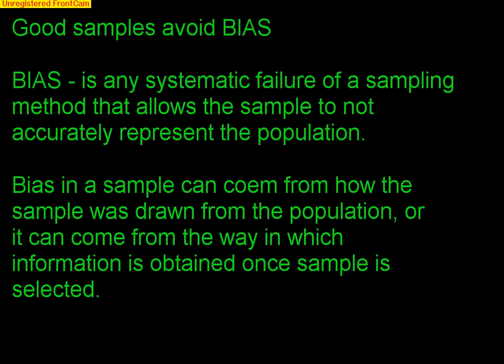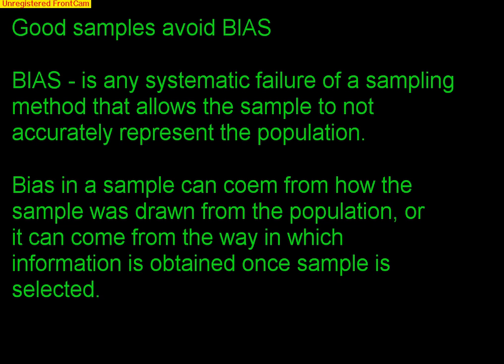Now that we've talked about the 3 big ideas, let's talk a little bit more about creating these samples. Well, first off, before we actually talk about how to make a sample, we have to understand that good samples avoid bias. Bias is any systematic failure of a sampling method that allows the sample to not accurately represent the population. So anything that could cause the information from that sample to not represent the population would be considered biased.